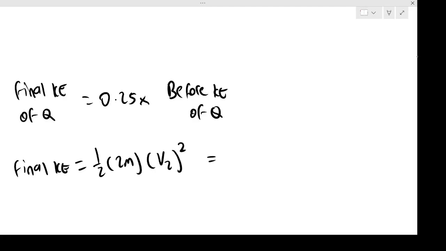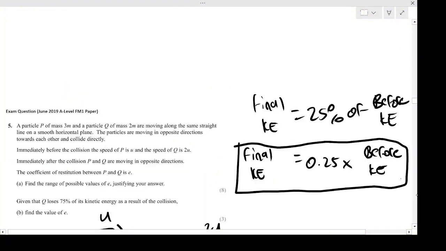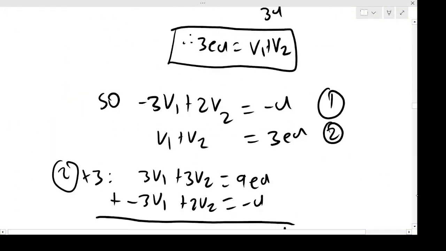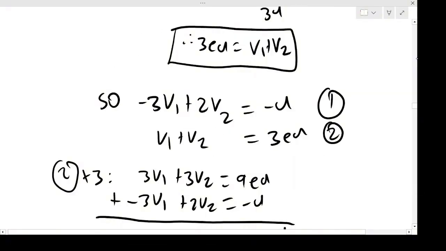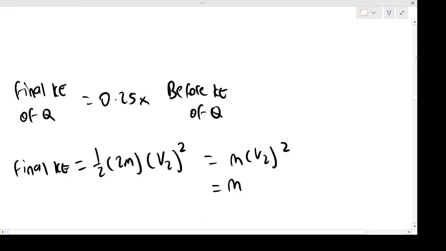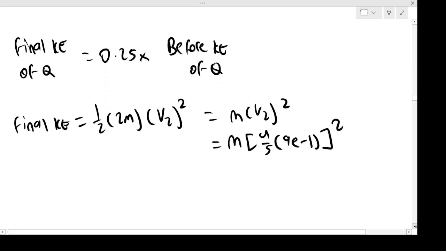And so that will now simplify to m lots of v2 squared. But we know what v2 is, right? We worked out that v2 is u over 5 of 9e minus 1. So that's going to be m lots of u over 5 of 9e minus 1, all squared. Hopefully happy with that substitution there.